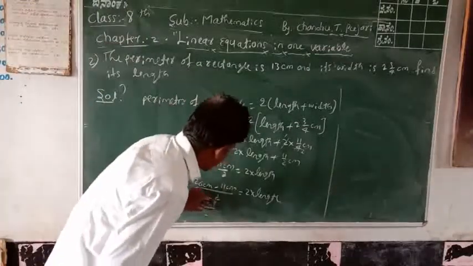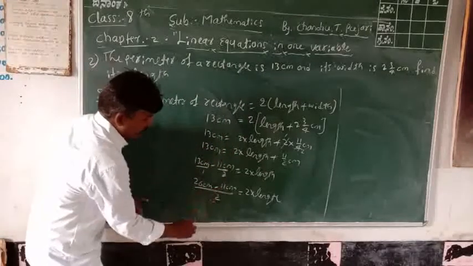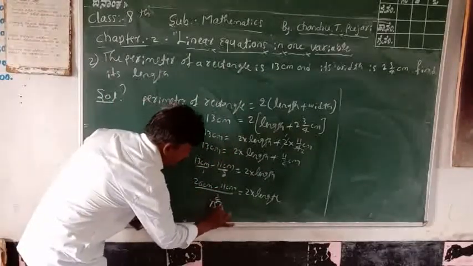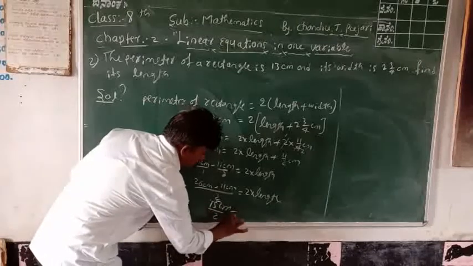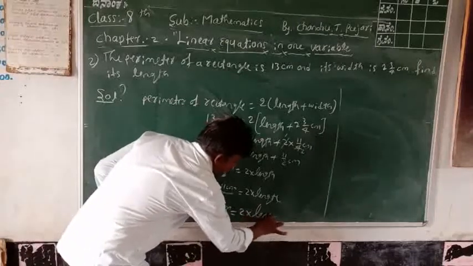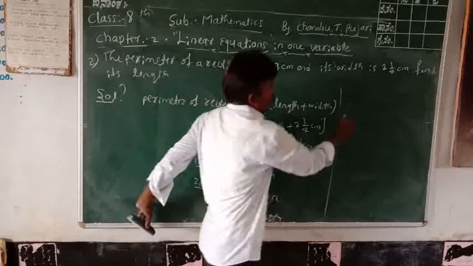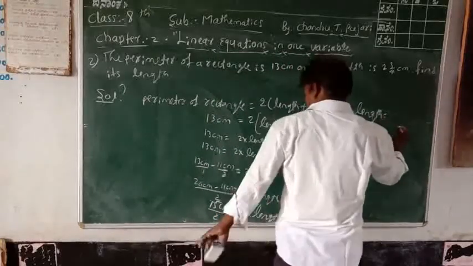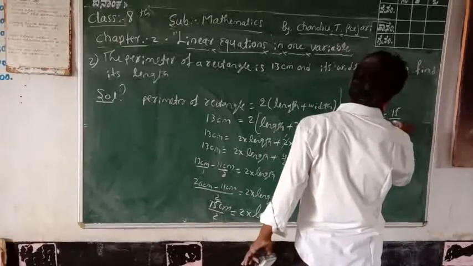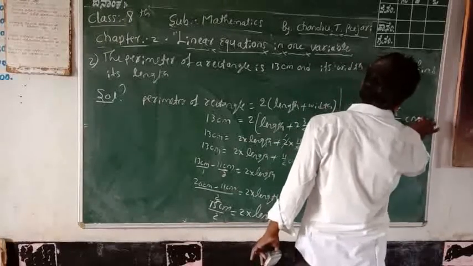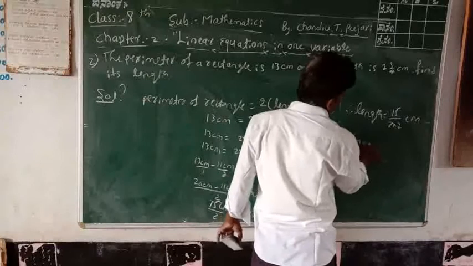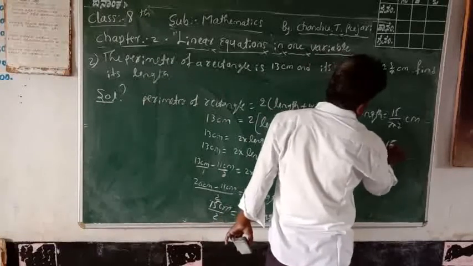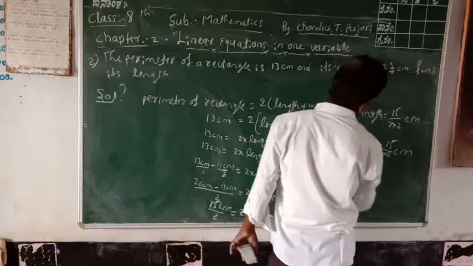Therefore, 26 minus 11 is 15 centimeters, divided by 2 is equal to 2 into length. Therefore our length is equal to 15 divided by 2 into 2 centimeters. Therefore length is equal to 15 divided by 4 centimeters.